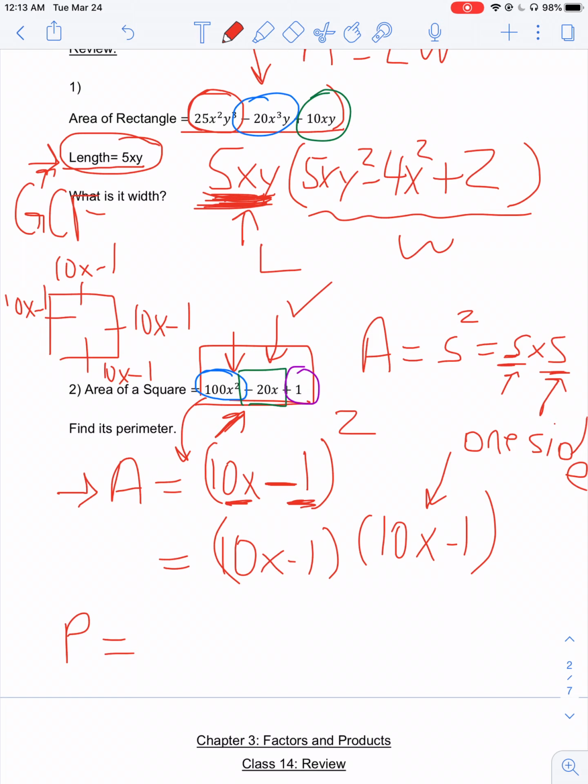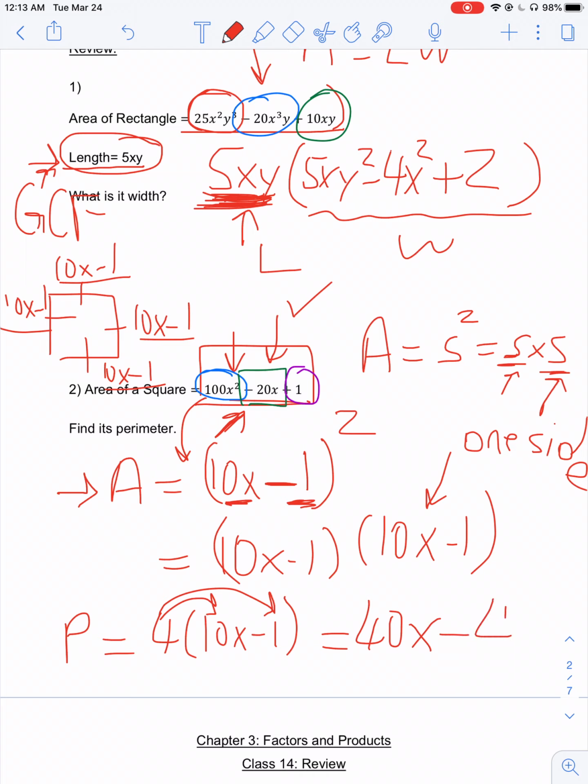So how do you find the perimeter? Well, you can add everything up, right? This plus this plus this plus this. But a better way will just be to multiply 10x minus 1 by 4. Okay, so that's what I'm doing over here. And then you can just distribute the 4. So this becomes 40x minus 4. Okay, so this was a slightly difficult question. So let me just erase this to make this look a little better.